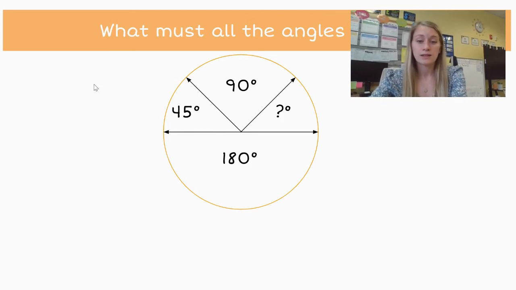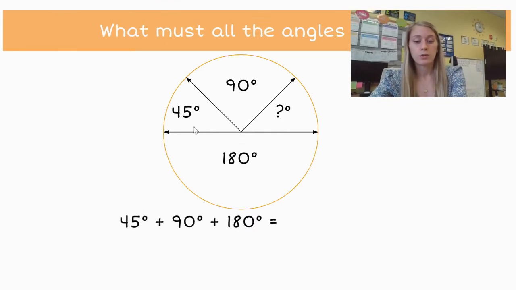Ooh, okay, we're trying this again. You have to know what the circle altogether is. So we're going to add all the pieces that we do know. We know 90, 45, and 180 degrees. So we're going to add all those up. 45 plus 90 plus 180 is 315.